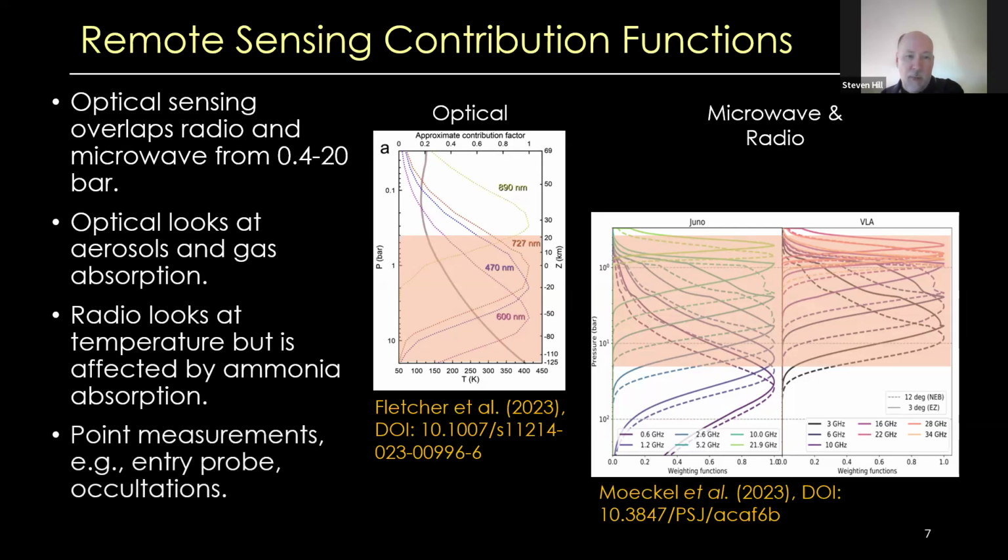And of course, we also have point measurements that are kind of the gold standard. Entry probes, obviously the gold standard, and occultations are also very useful, but they do not provide you the global coverage.